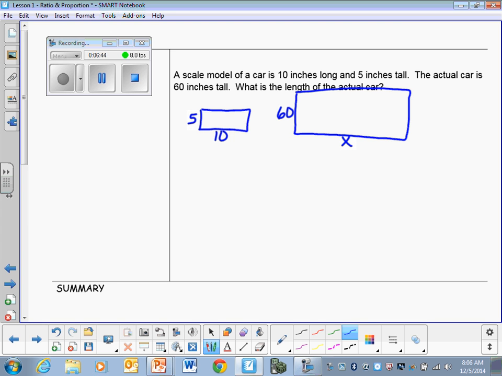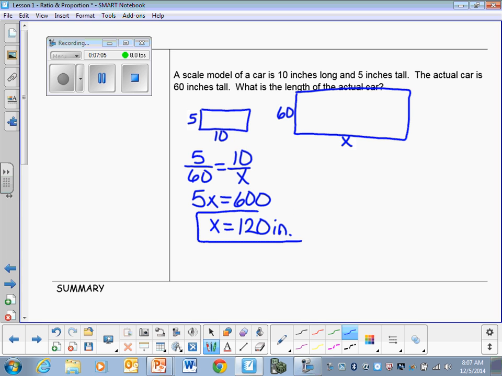Alright, so when you set up your proportion, you've got options. I tend to go corresponding sides. So 5 over 60 will equal 10 over x. 5x equals 600. So x equals 120 inches. Make sure you include the units.